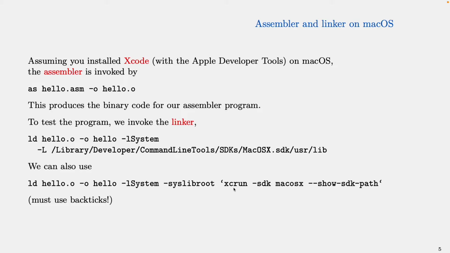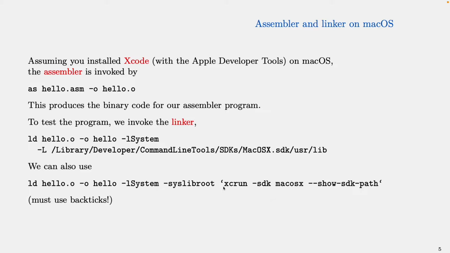And this command, xcrun, is a command that comes with Xcode and the Apple developer tools. It allows you to find or execute programs from the Xcode command line. So we give it as arguments -sdk macosx and --show-sdk-path, and then it will automatically find the path where the system library is stored. So this is a more portable version of directly writing the path here.